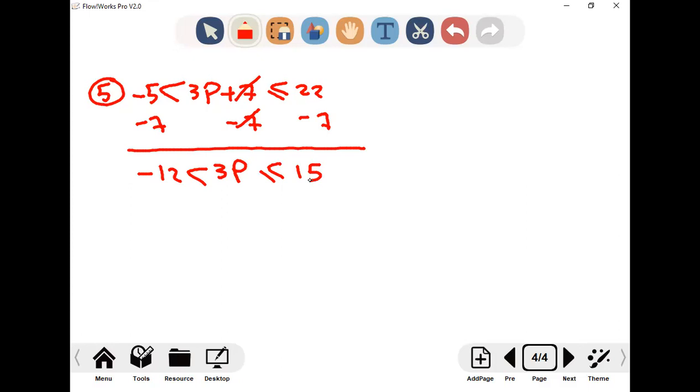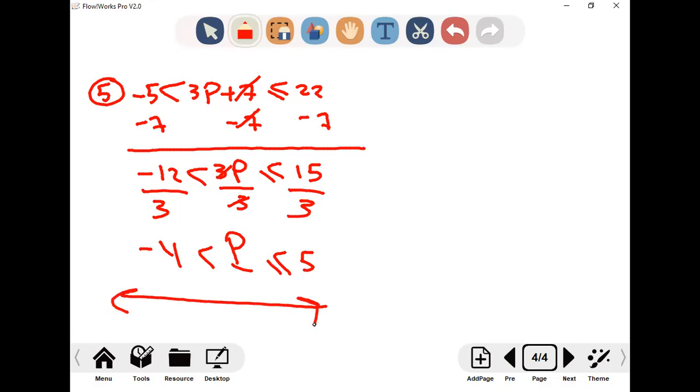How many sides do we have? 3 sides. Divide by 3 here, here, and here. So here p more than -4, less than or equal 5, right? Now we graph them. This is -4, this is 5, open and closed, no equal and equal, right? And p is between them. P is more than -4 and less than or equal 5. So the solution or the graph is between them. Done? Next.